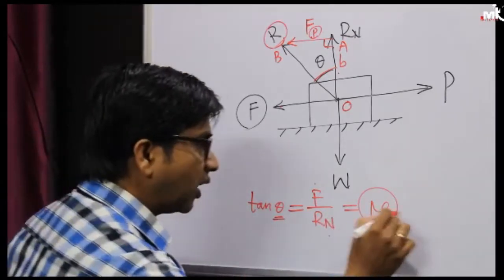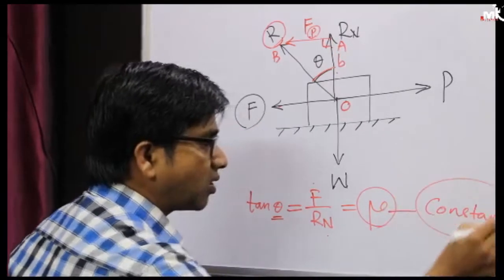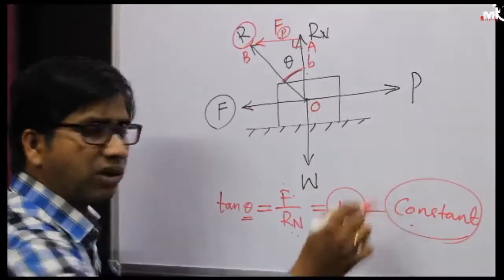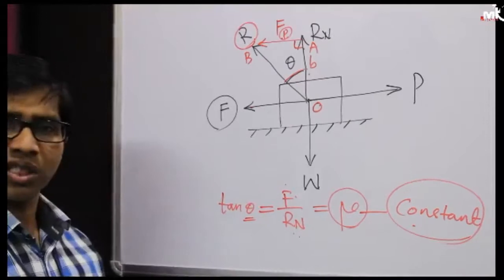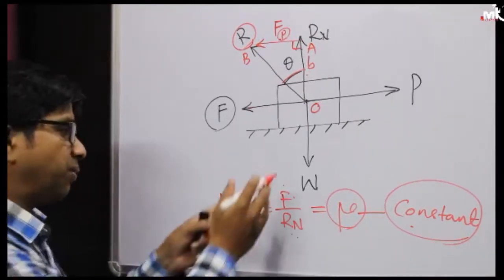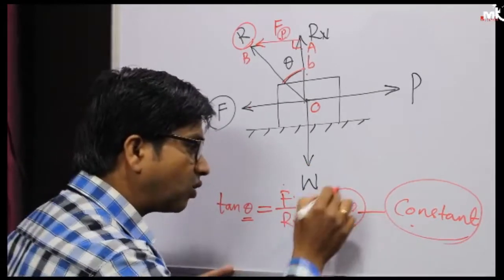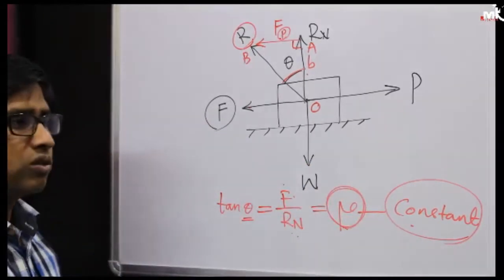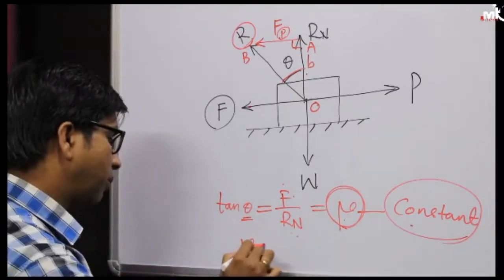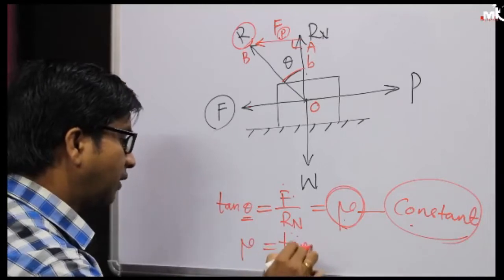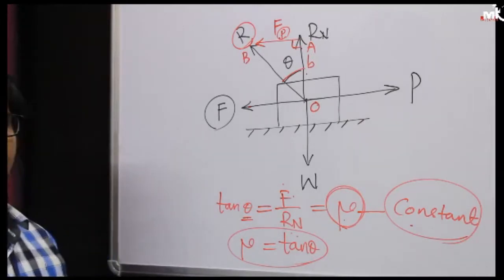So this coefficient of friction is a constant value. Constant for what? For a pair of surfaces it is constant. So F by R_N is a constant, as the third law says, frictional force bears a constant ratio with normal reaction. That means frictional force by normal reaction equals a constant, and that constant is the coefficient of friction. So there is a relation between the angle of friction and the coefficient of friction, and this is important to remember: mu equal to tan theta, coefficient of friction equals the tangent of the angle of friction, right?